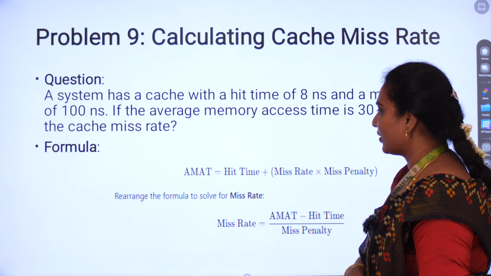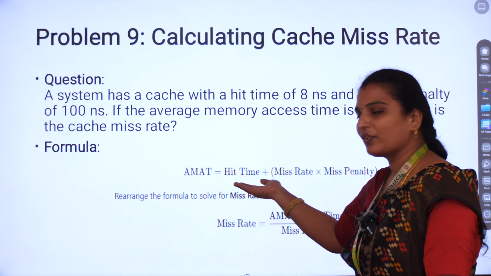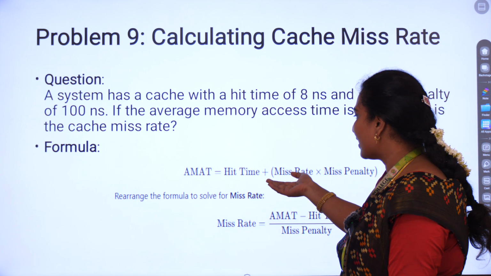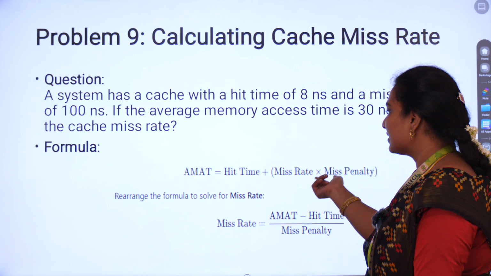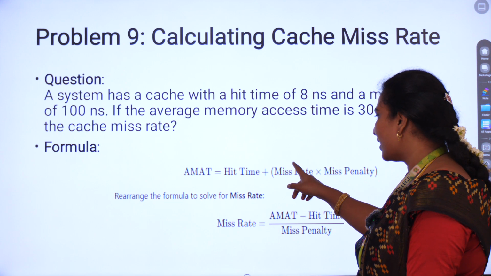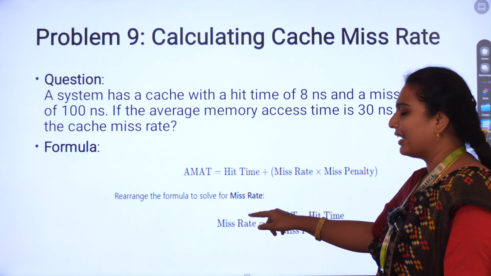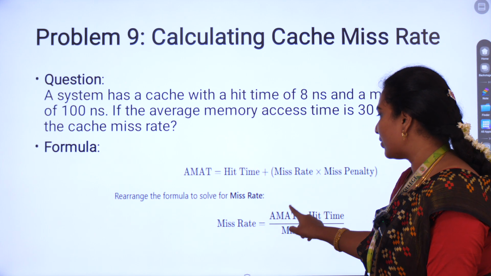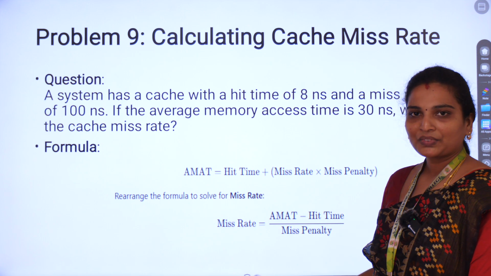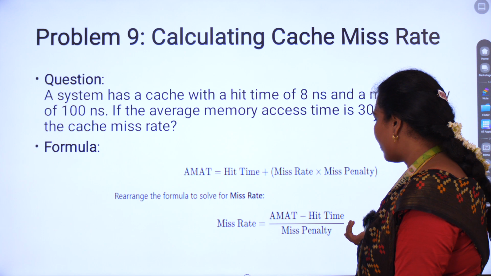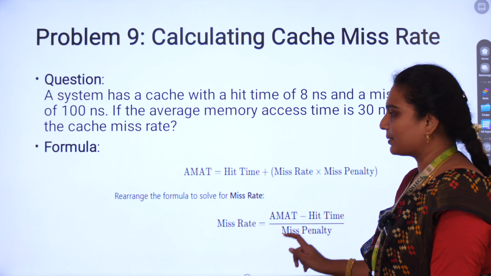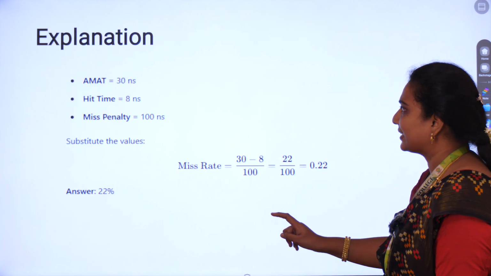I have given the formula for AMAT, that is hit time plus miss rate into miss penalty. But what we have to find out is the miss rate. So in order to find the miss rate, we have to rearrange this formula. Miss rate is equal to AMAT minus hit time, divided by miss penalty. So the average memory access time is reduced by the hit time and divided by the miss penalty. Okay, let us see the explanation.